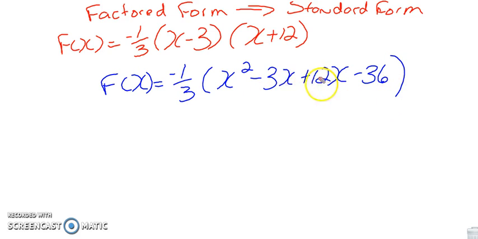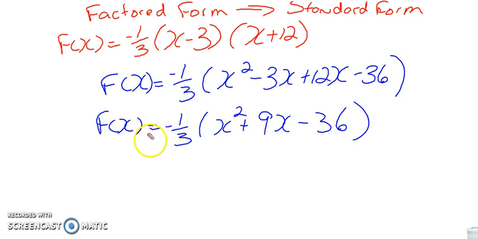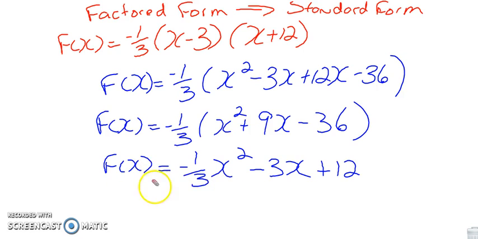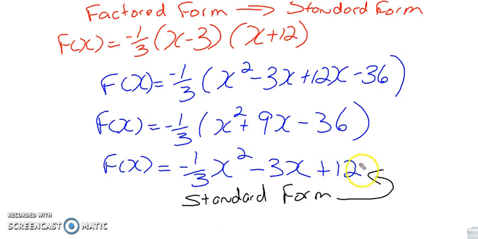I'm going to combine these like terms. I have f of x is equal to negative 1/3 times (x squared plus 9x minus 36). I now distribute through by the negative 1/3, and I end up with negative 1/3 x squared minus 3x plus 12. So this function right here is what we would call standard form.